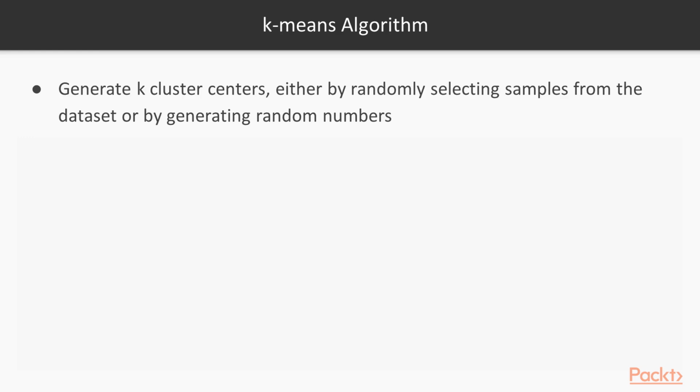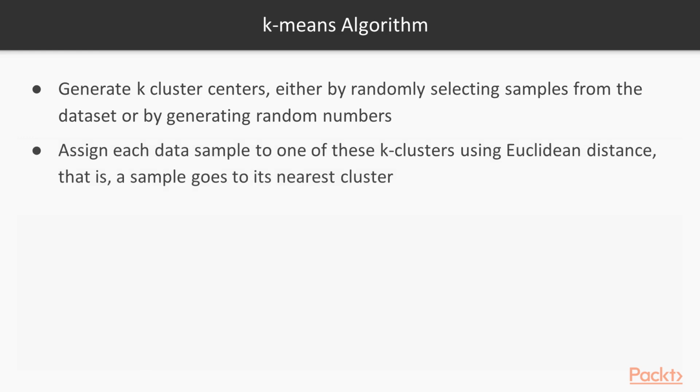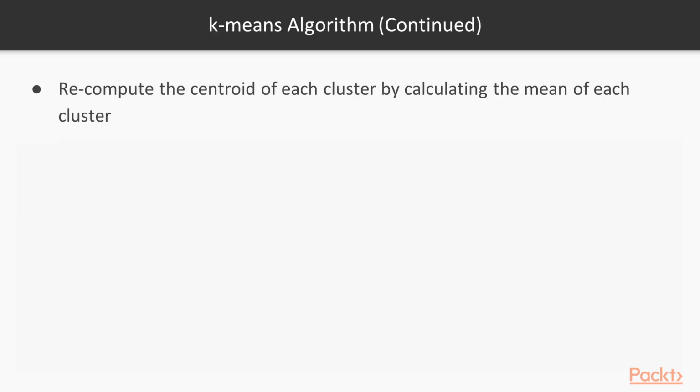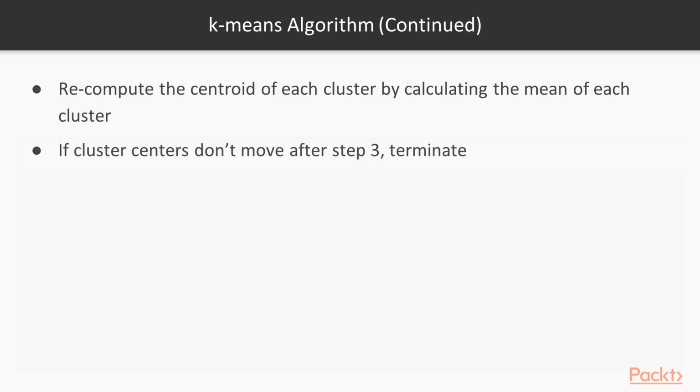First, we generate k cluster centers, also called centroids, either by randomly selecting a sample from the dataset or generating random numbers. We assign each data sample to one of these k clusters using Euclidean distance, that is, a sample goes to its nearest cluster or nearest centroid. We recompute the centroid of each cluster by calculating the mean of each cluster. If the cluster centers or centroids don't move after step 3, we terminate. So we have final clusters already. Else we go to step 2.